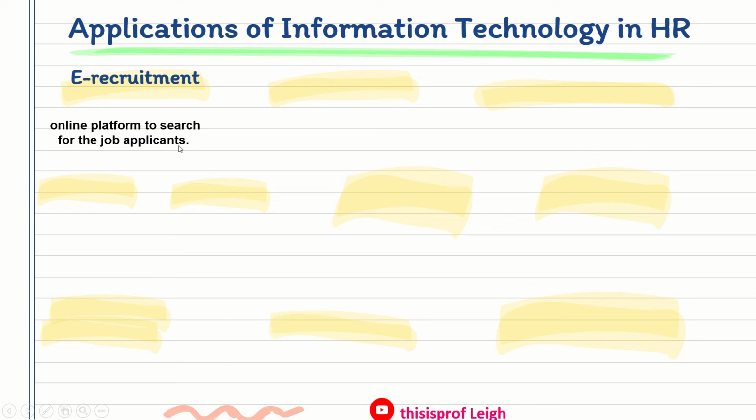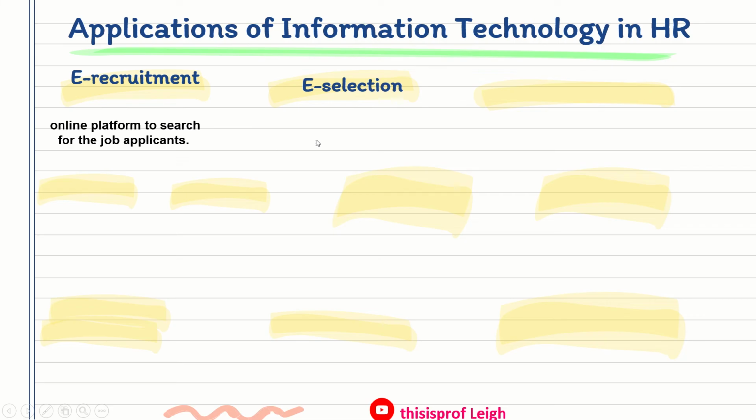Kung dati, ang mga tao ay pumupunta sa company bringing their resumes and application letters to submit, hoping that there is a vacancy. Now you can actually open your laptop, search in the web or on the internet for some vacancies, and you can actually have the electronic recruitment. It's much easier than before.